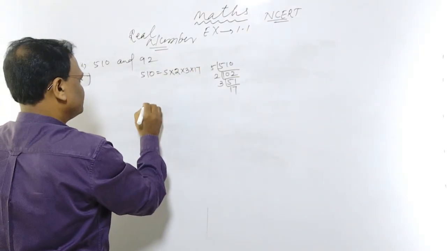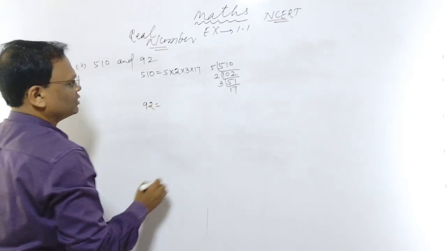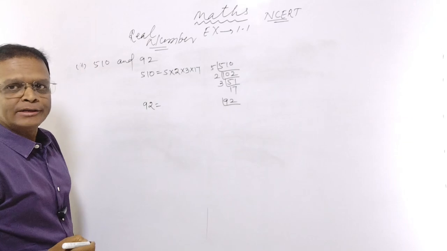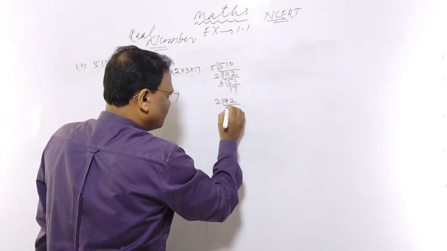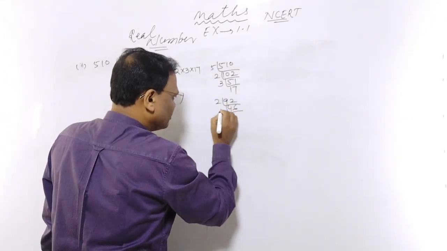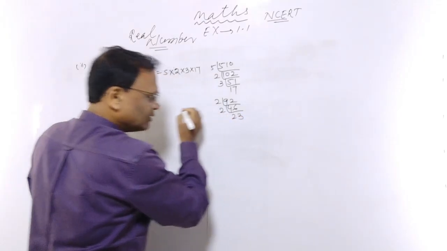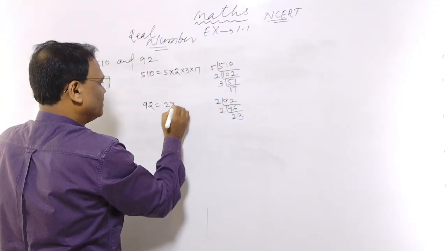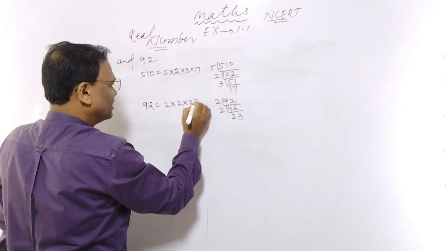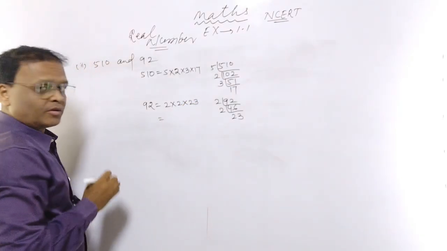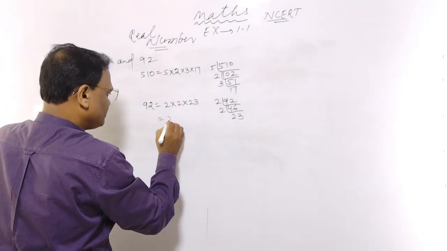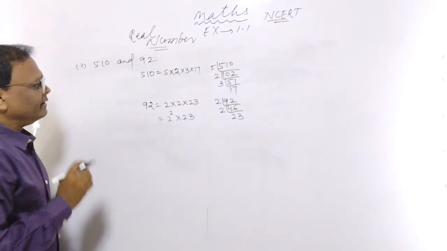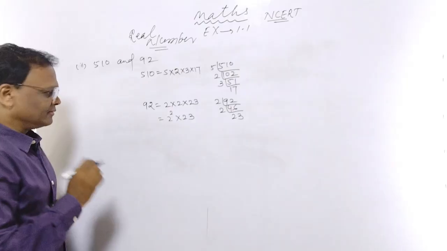Second, 92. 92 is equal to, let's see what prime factors we are getting. 2 fours are 8, 2 sixes are 12, again 2, 2 twos are 4, 2 threes are 6. Further not possible, only one you will get. 2 into 2 into 23. This 2 into 2 we can write as 2 square into 23.